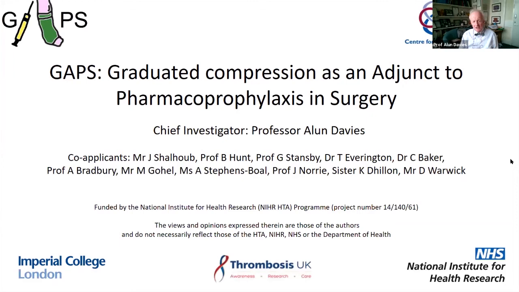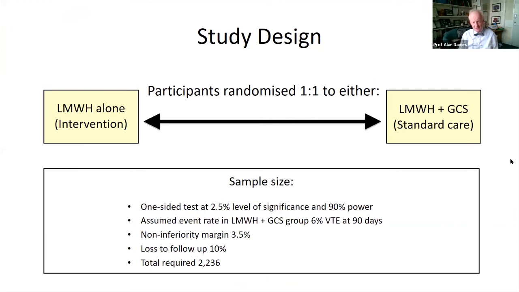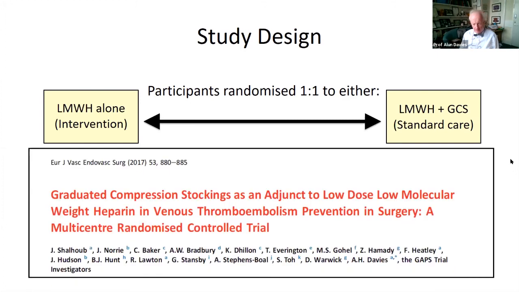So I'd now like to highlight to you a study that we ran and was funded by the NIHR, and you can see that Beverley was a co-applicant on that study, and there was a range of individuals from varying backgrounds who formed part of the applicant group. This was a very simple study. It was a one-to-one study with low molecular weight heparin alone as one intervention and low molecular weight heparin and compression hosiery. And there you can see the sample size calculation. The protocol was published in the European Journal of Surgery in 2017 and is available there for you all to read.